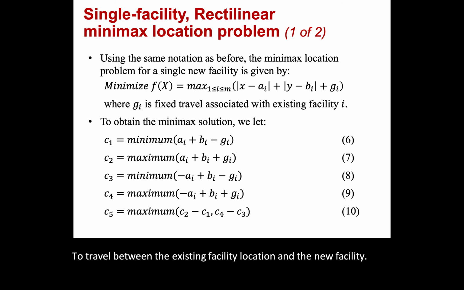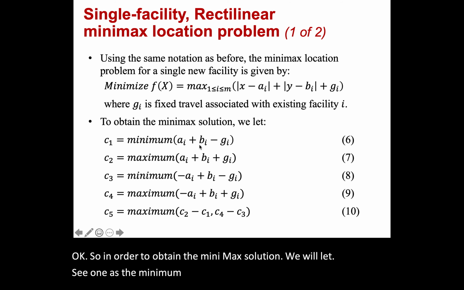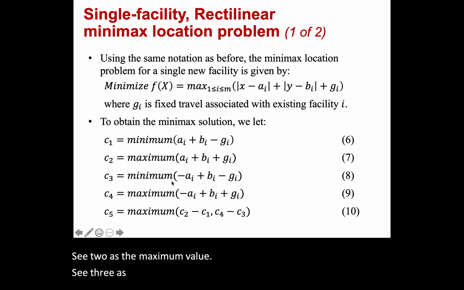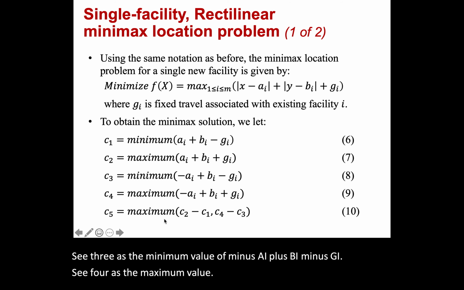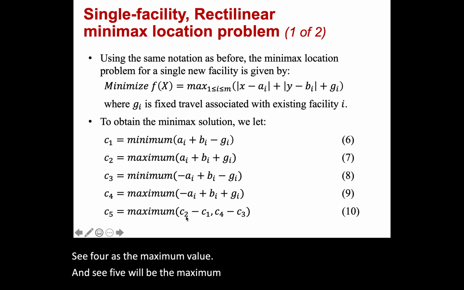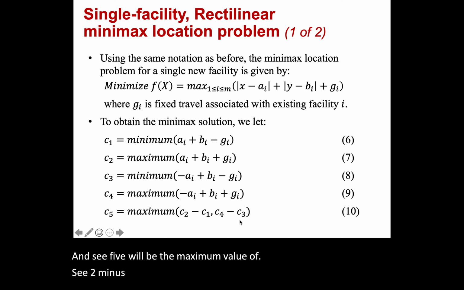Okay, so in order to obtain the minimax solution, we will let c1 be the minimum value of ai plus bi minus gi, c2 the maximum value, c3 the minimum value of minus ai plus bi minus gi, c4 the maximum value, and c5 will be the maximum of c2 minus c1 and c4 minus c3.